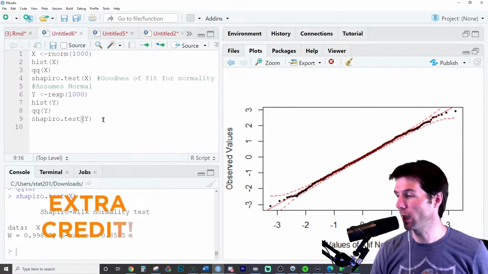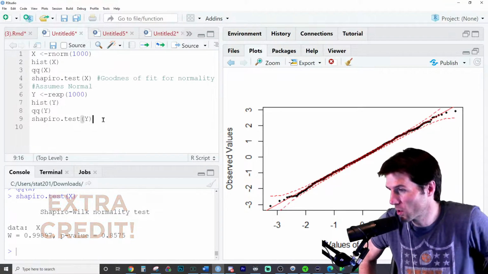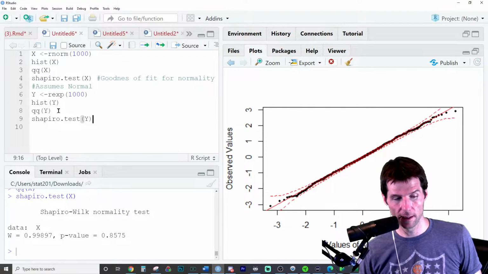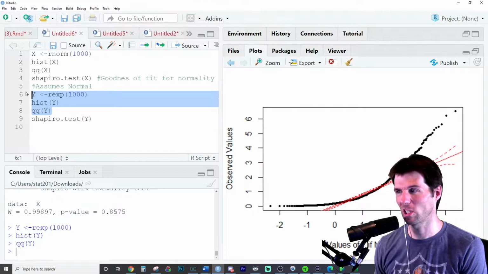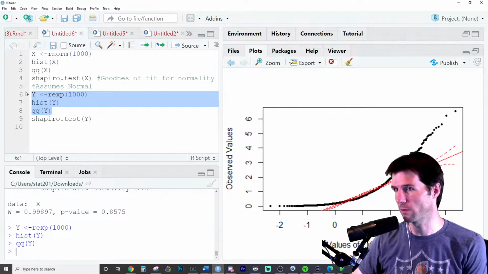Is the p-value going to be high or low for this one? So think about this one. This one, let's look at it, looks like this. So what do you think? Do you think you're going to reject the null, low p-value, or just let that p-value fly, or let that assumption fly?